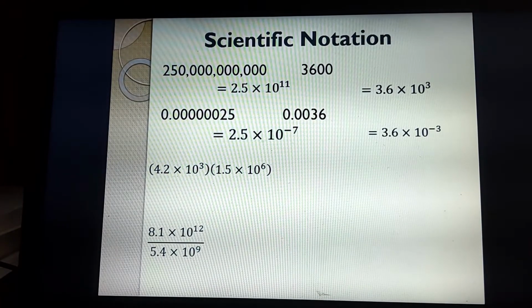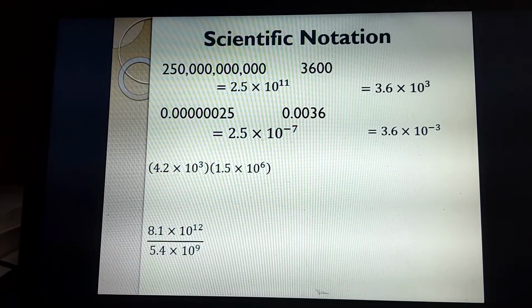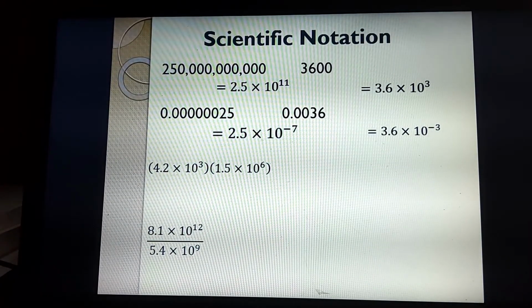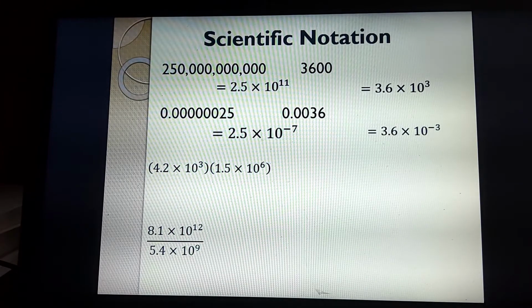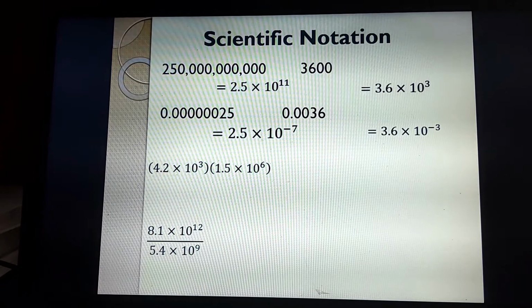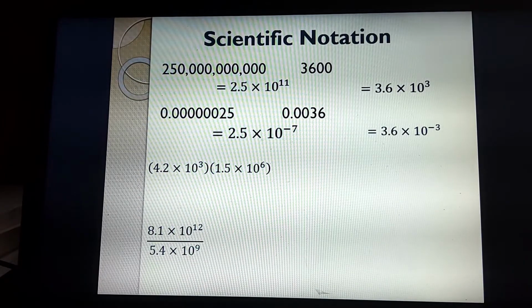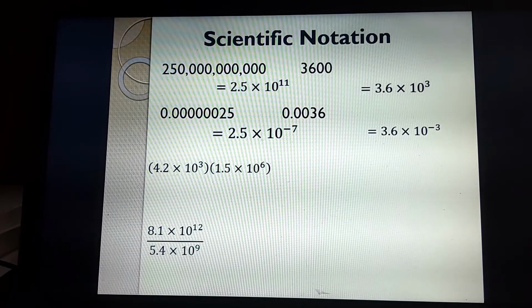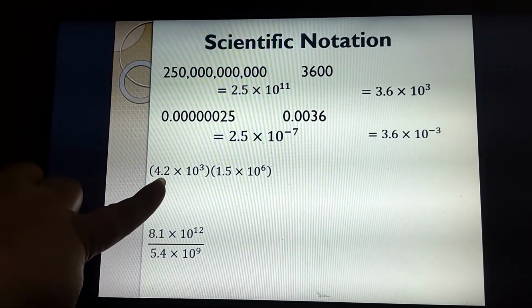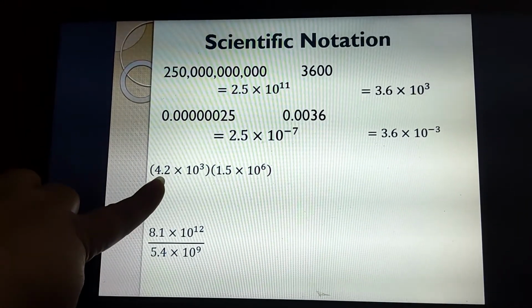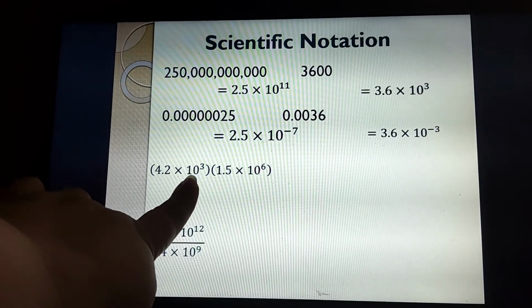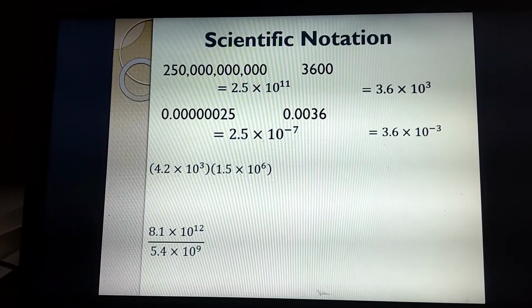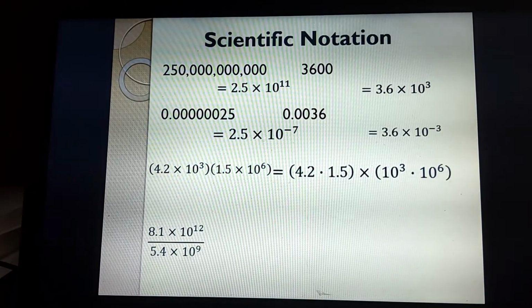4.2 times 10 to the third times 1.5 times 10 to the sixth. Now this looks complicated. And if you put it in a calculator, you're going to get some weird answer that you're not going to understand what it is necessarily. So to multiply this is really easy. The first thing you're going to do is take those numbers and multiply them. And then you're going to multiply 10 to the third times 10 to the sixth. Like this. I've just regrouped them.